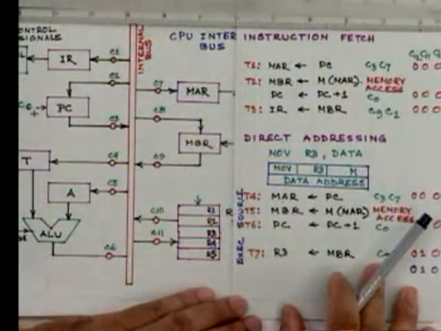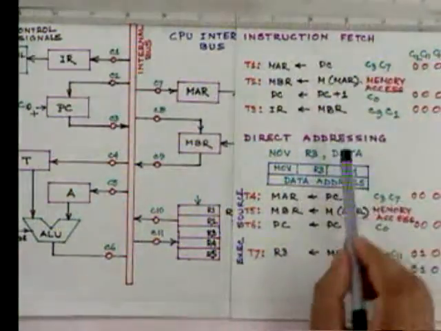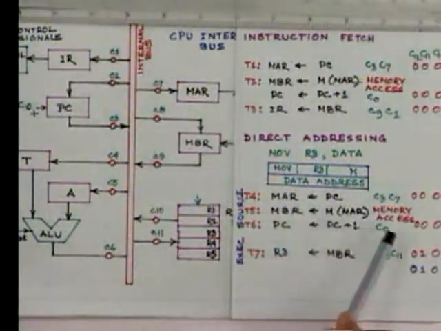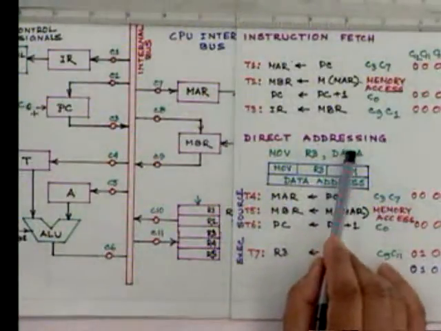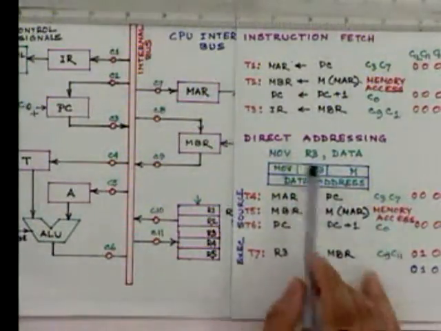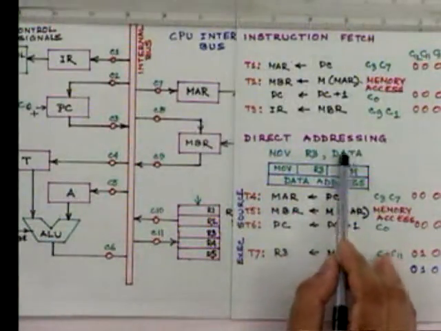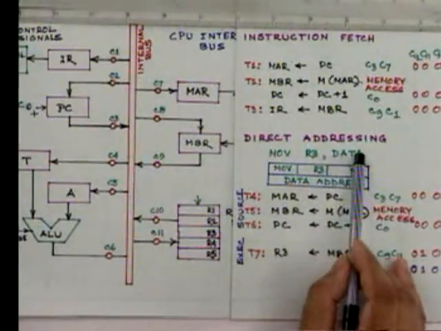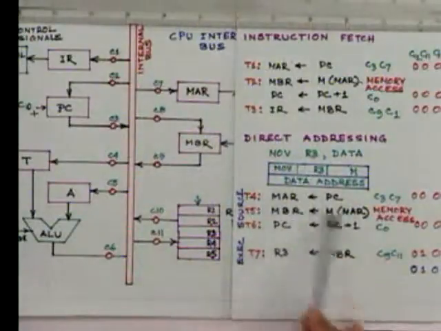Now, let's take another example. Say we want to have a direct addressing. Let us take an example in terms of a concrete instruction. Let's say I want to move information from the location data to R3. That is a direct addressing mode, and this is a register addressing mode.